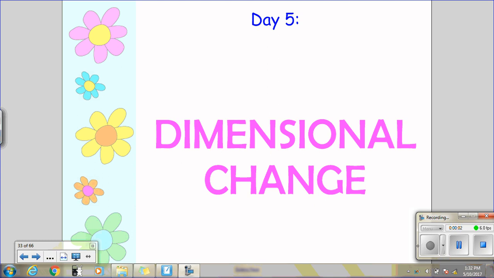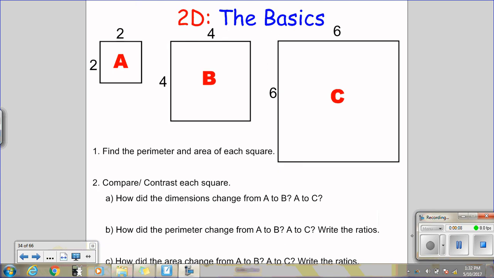Unit 12, Day 5 notes. Today we're going to be discussing dimensional change. The first part of this lesson, we're going to talk about dimensional change based on two-dimensional figures.